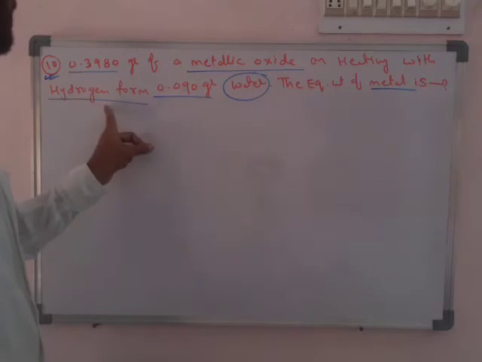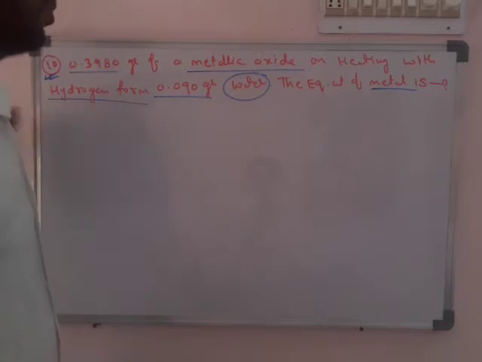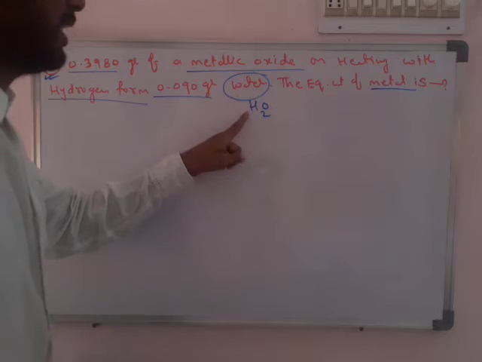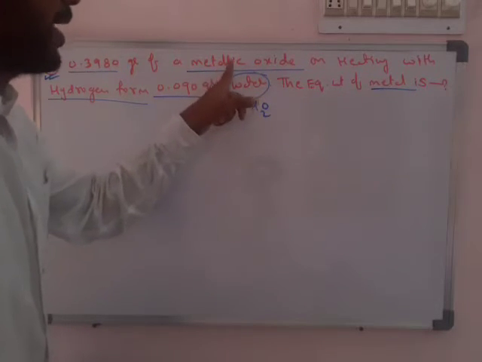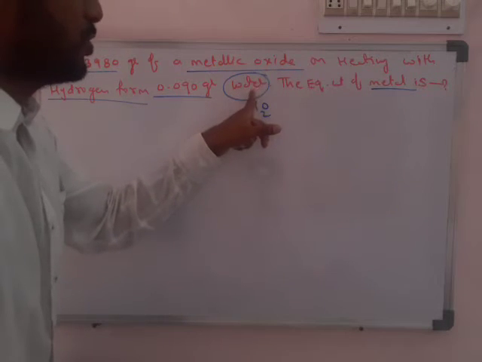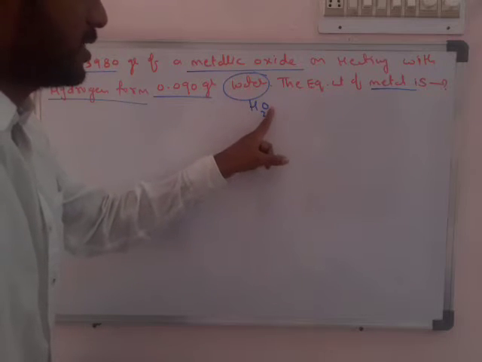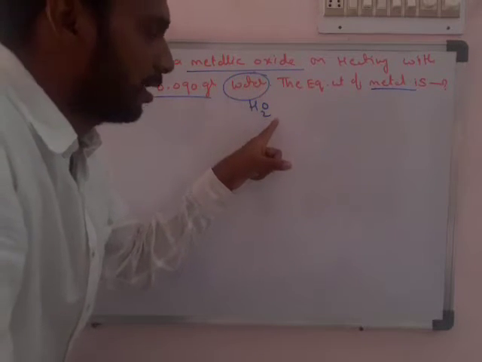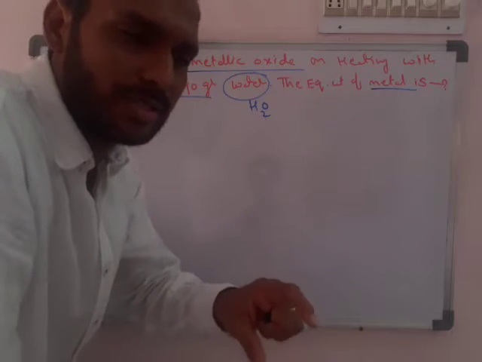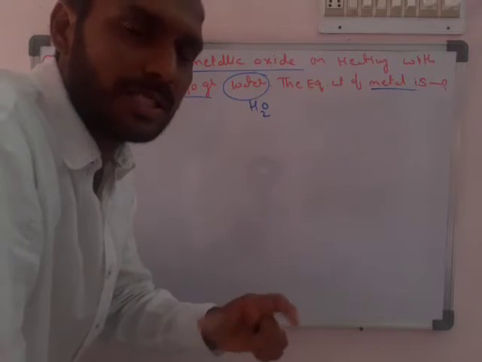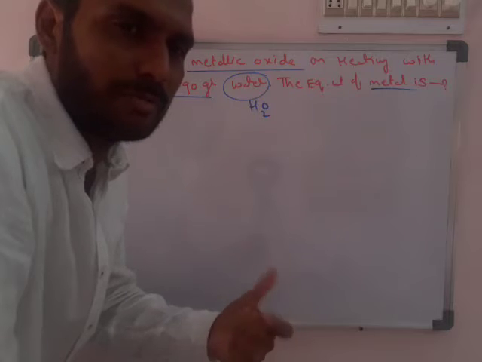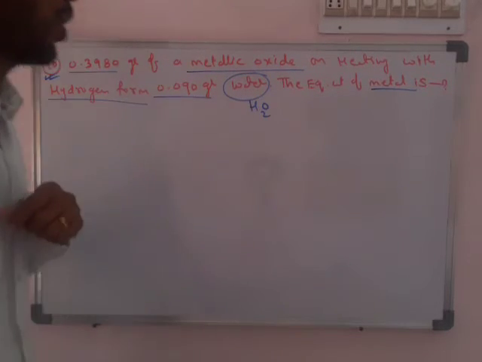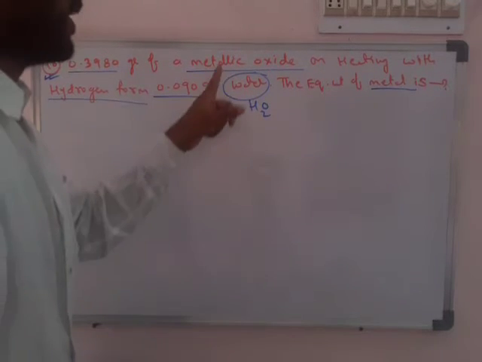Here the important point is that the metal oxide on heating with hydrogen forms water, and we know water is H2O. So the information given about the water is actually information about the oxygen. In that metal oxide, the oxygen portion is changed to water. The oxygen present in the water is obtained from the metal oxide, because the metal oxide was reacted with hydrogen. Hydrogen has no oxygen, so the oxygen present in the formation of H2O is totally obtained from the metal oxide. So we can compare the metal and oxygen.